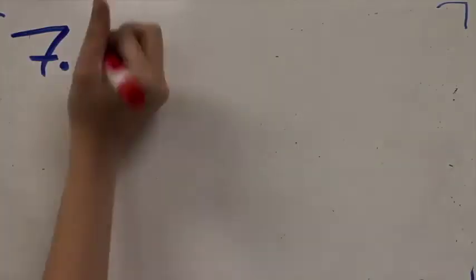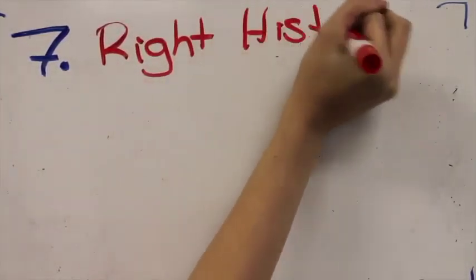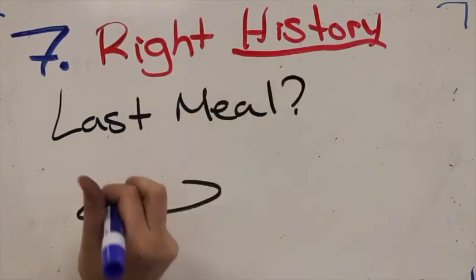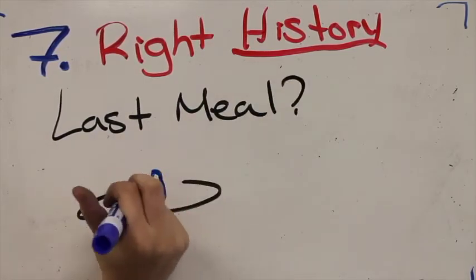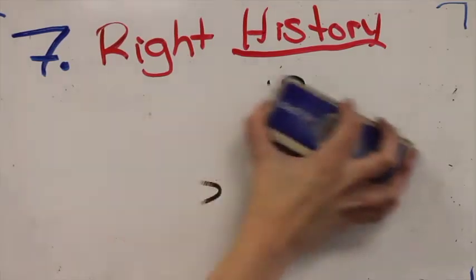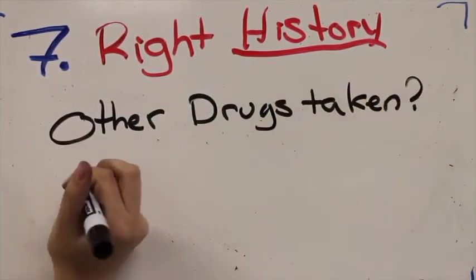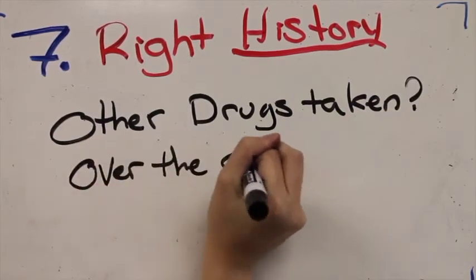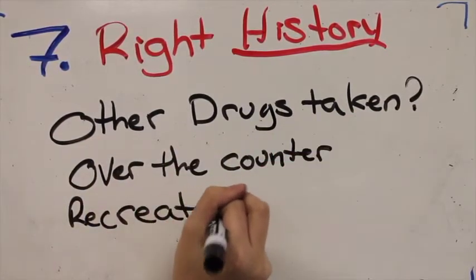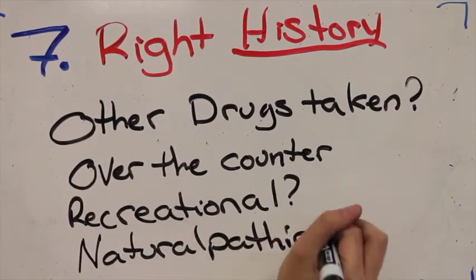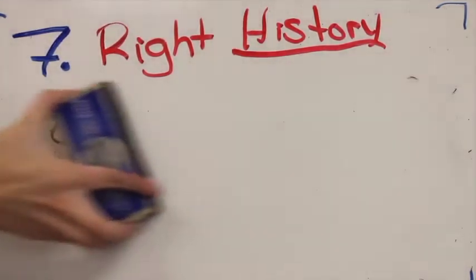The seventh right of medication administration is the right history. So you want to make sure when the patient's last meal was, what was their last meal, how long ago was it. You also want to know what medications they're on, any other drugs they've taken that day, any over-the-counter medications they have taken, any recreational drugs, or naturopathic drugs that they do take.